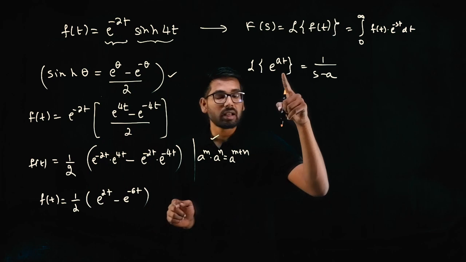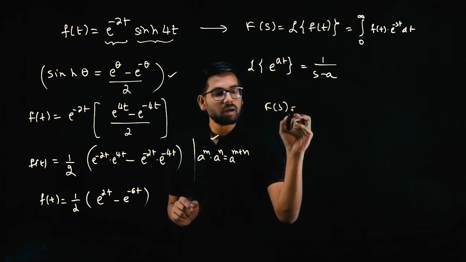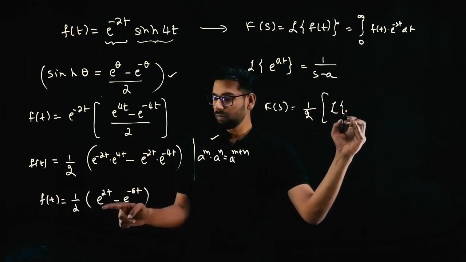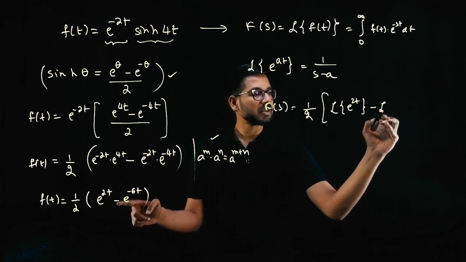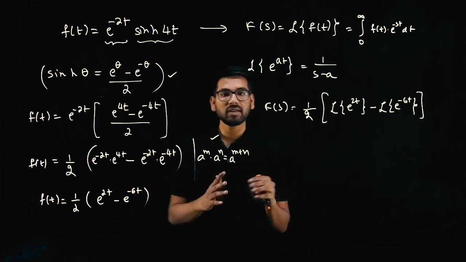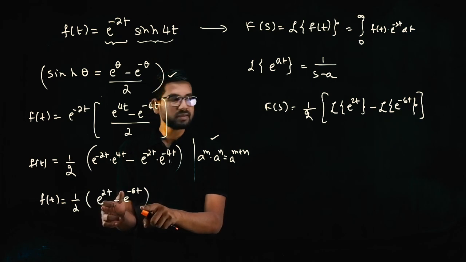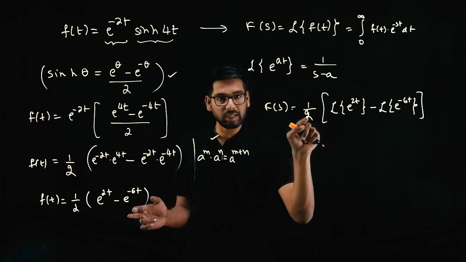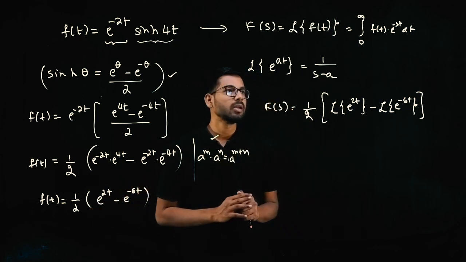Okay, and we know the Laplace transform of an exponential function. So F of s can be written as 1 over 2 times the Laplace transform of the first term e power 2t, minus the Laplace transform of e power minus 6t. Laplace is a linear operator, which means the Laplace transform of a minus b is the same as the Laplace transform of a minus the Laplace transform of b. And any constant multipliers can be kept outside.